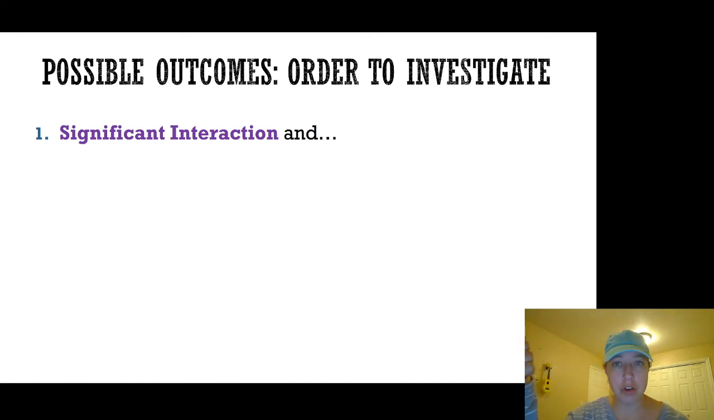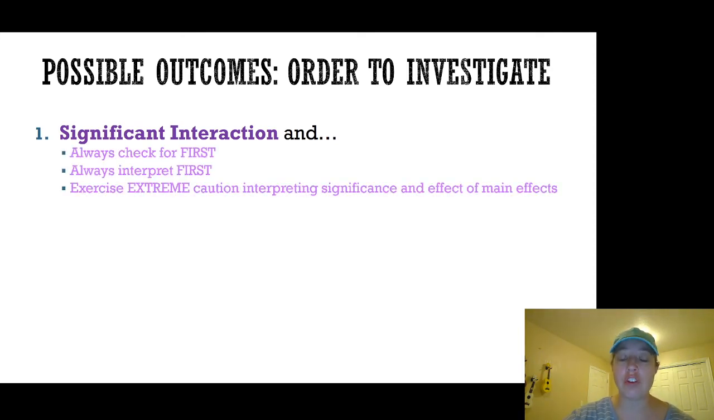When we do a two-way ANOVA, there are multiple possible outcomes, and you're always going to want to look for this one first. Is there a significant interaction? Always first, look at the interaction. See if it's significant.